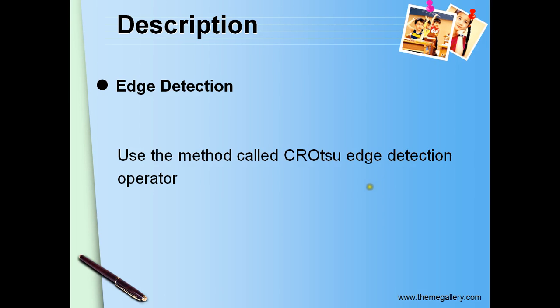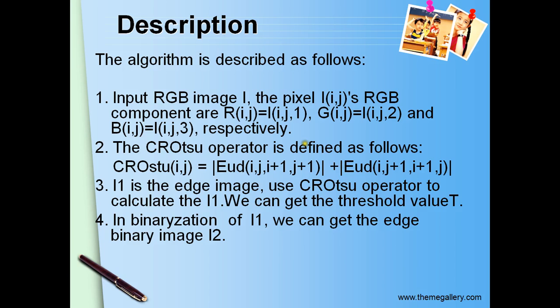After doing the pyramid algorithm, I will do the edge detection. The specific method I will use is the CROTSU edge detection operator. Here are the 4 steps of the CROTSU algorithm and how it works. First, import an RGB image, then use this function, and finally output the results.